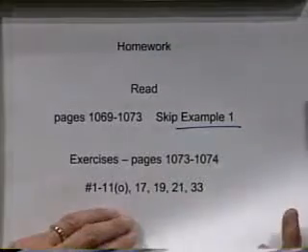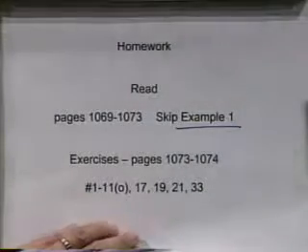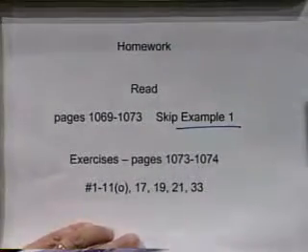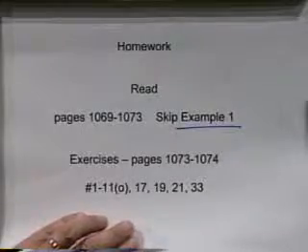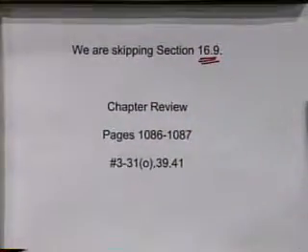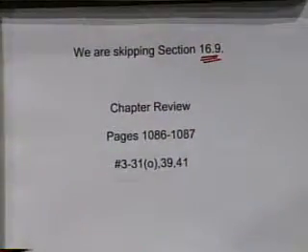You have a practice test, which has problems. Do you have time to write all those out? I doubt it. But you know which ones you're struggling with, and that gives you extra ones to do. Chapter review. Notice we're skipping 16.9. For the chapter review, I want you to look at 1086 to 1087, numbers 3 to 31, the odds, and 39 to 41.